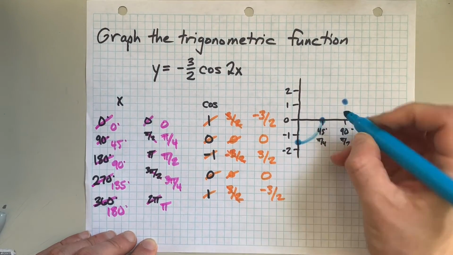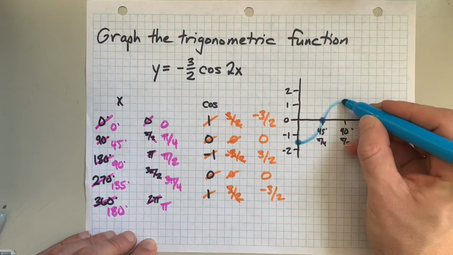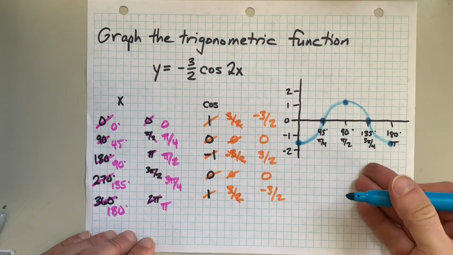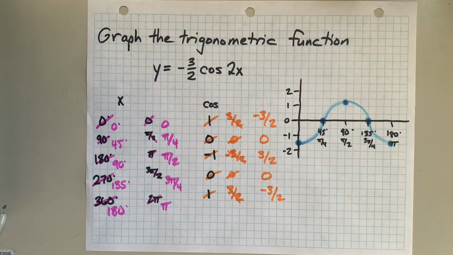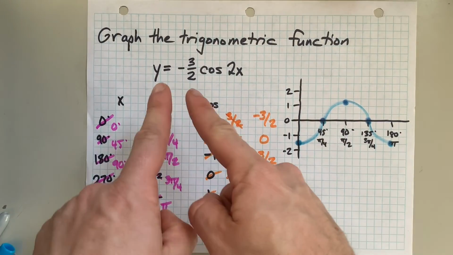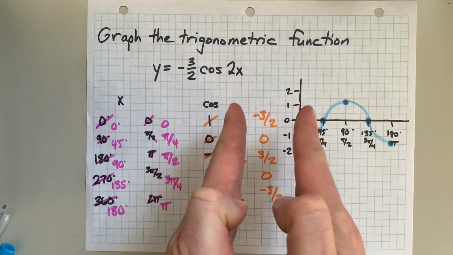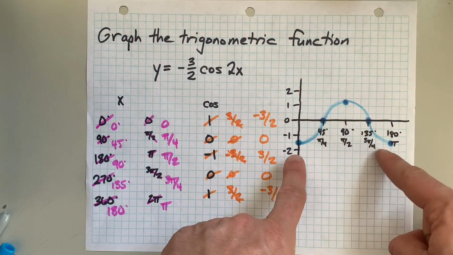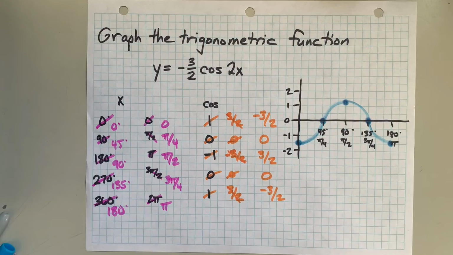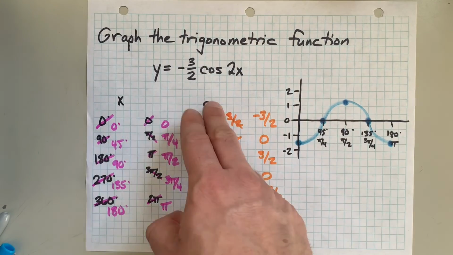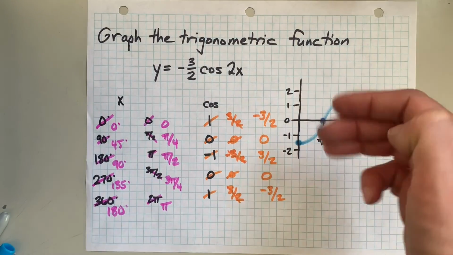Try to connect these in a curvy way so that it doesn't look like straight lines. That'll make your teacher happy. And there you go. There's the graph. The point is, it's 1.5 times taller than it used to be. It's half as wide, so one cycle or period is only 180 degrees, or pi radians, and it's been flipped. So it starts at its minimum, whereas regular cosine usually starts at its maximum.